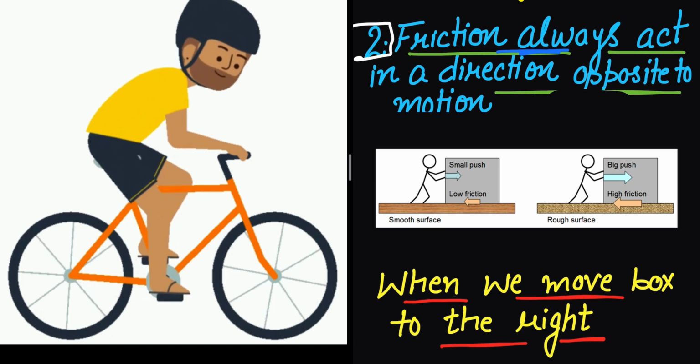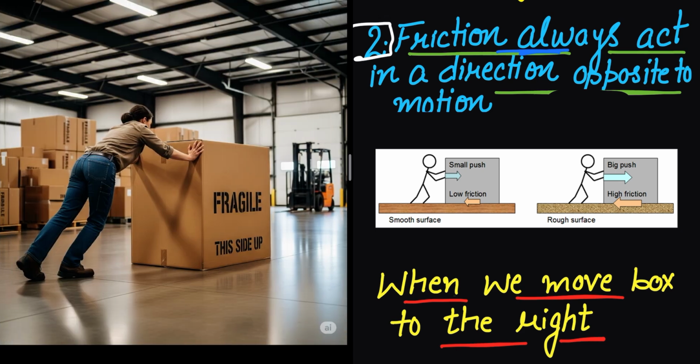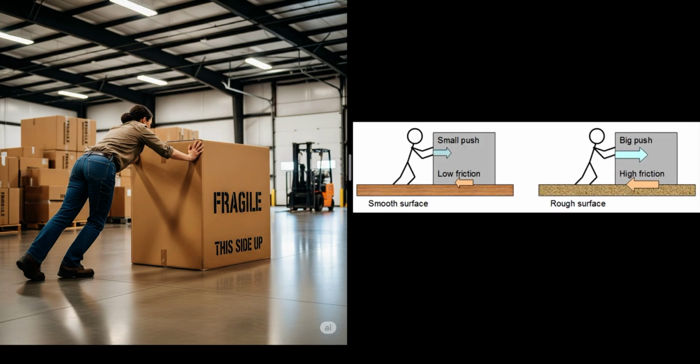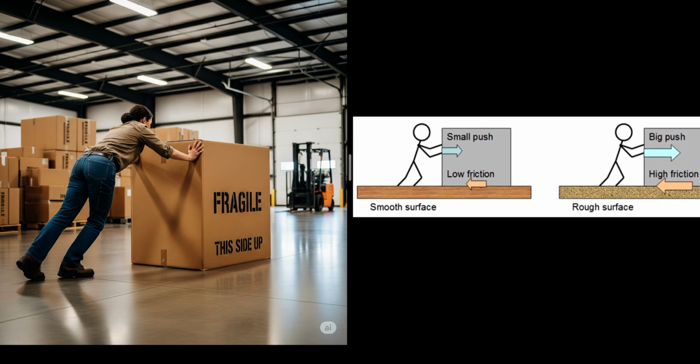Now what we have here is the second effect of friction, that friction always acts in a direction opposite to the motion. So this I already told you, because this is a resistive force and its direction will always be opposite to the direction of motion. Only then will the object stop, because its direction is opposite to the direction of motion.